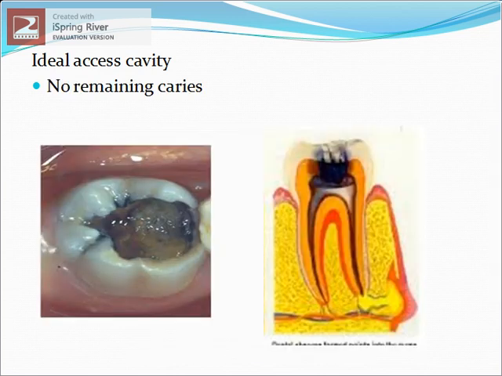Complete caries removal is one of the requirements to achieve an ideal access cavity. Caries removal is an important step as it prevents further contamination of the root canal by dental caries during the biomechanical preparation.